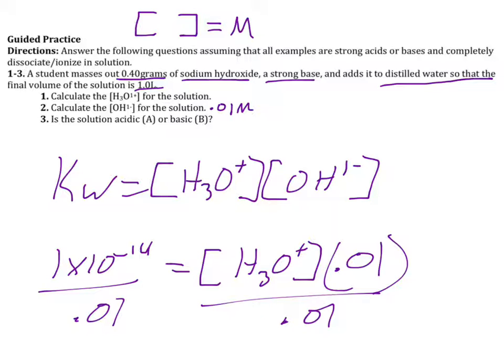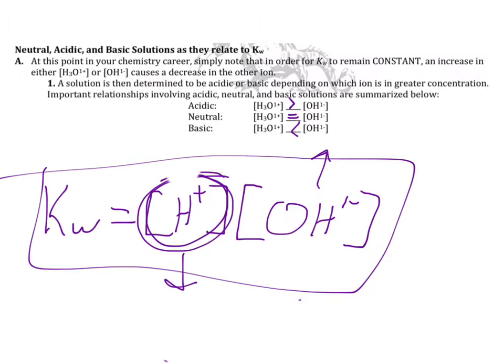And when you do that, you end up getting a hydronium ion concentration of 1 times 10 to the negative 12 molar concentration of hydronium ion. Now number 3, there's a couple ways of answering number 3. The first way I'm going to tell you is by looking at the hydronium ion concentration and the hydroxide ion concentration. Remember this right here that we just talked about?